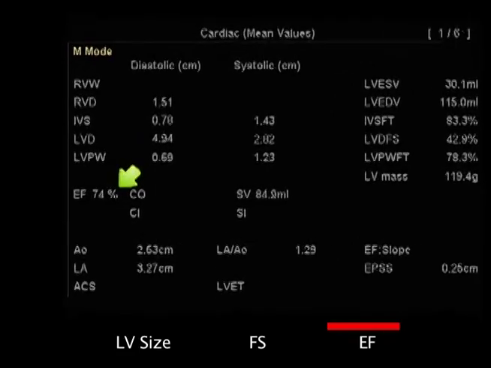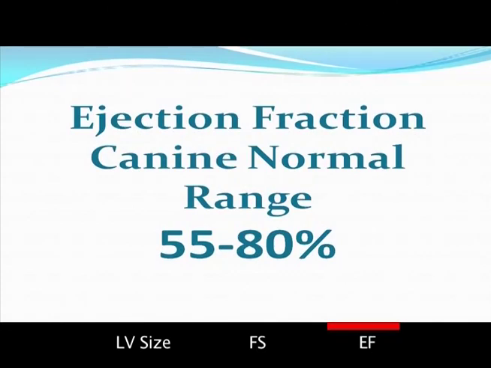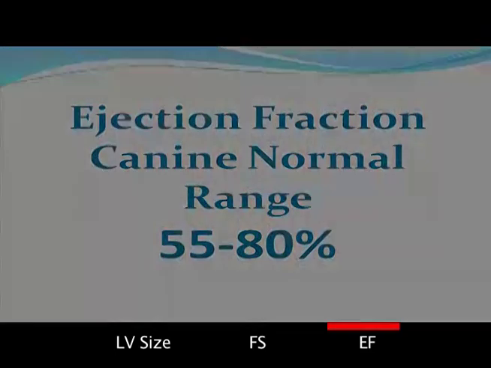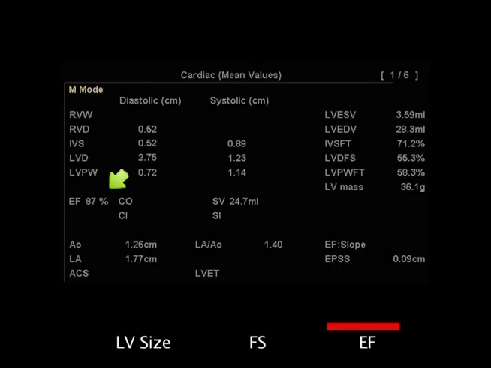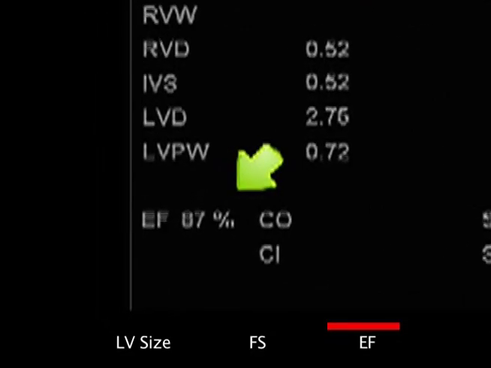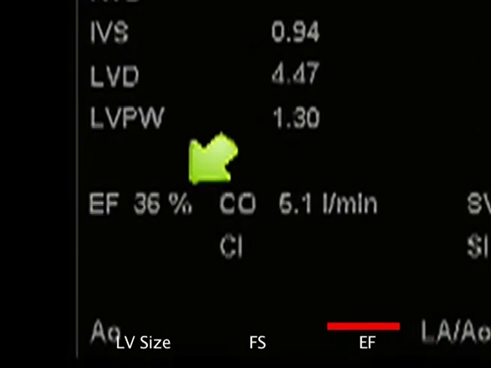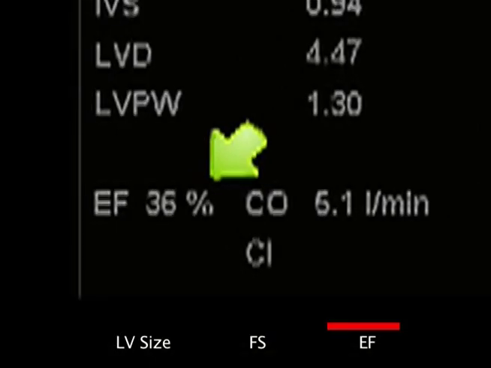Ejection fraction is the percentage of left ventricular volume ejected with each heartbeat and correlates closely with fractional shortening. The normal range for ejection fraction in dogs is 55 to 80%. Ejection fraction exceeding 80% indicates overcontraction and a better prognosis in mitral insufficiency. Values below 55% suggest decreased contractility and a poorer prognosis.